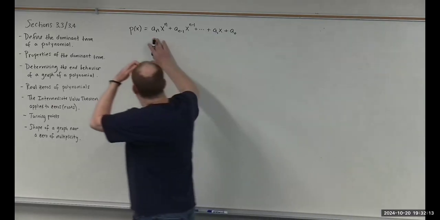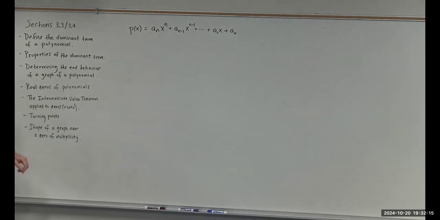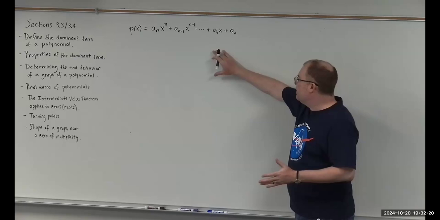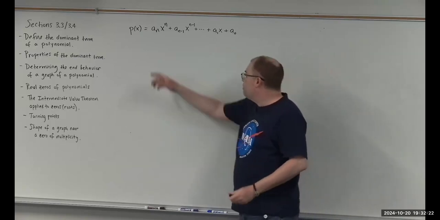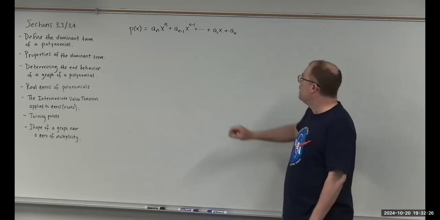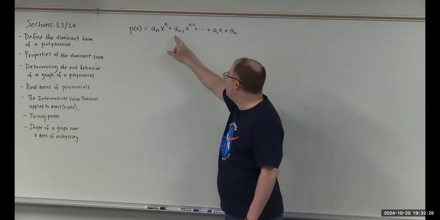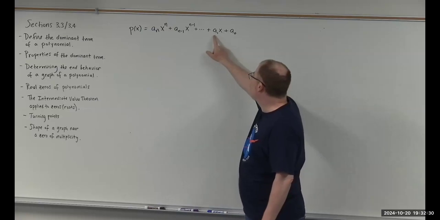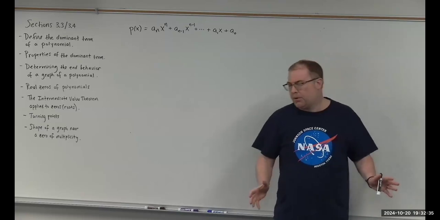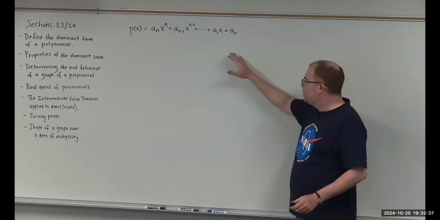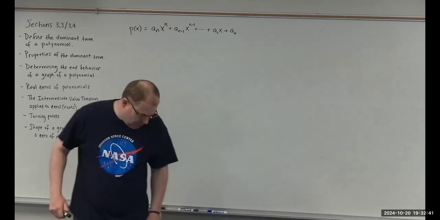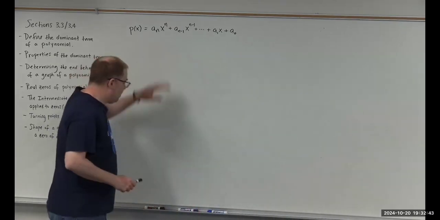So up here you see we have a polynomial. Again, remember that a polynomial is basically in this form. The powers here must be non-negative integers, and the coefficients a sub n minus one, all the way down to a sub one, a sub zero, can be any real number. We talked about that in the previous video.